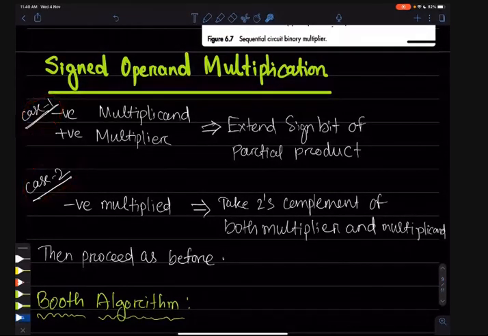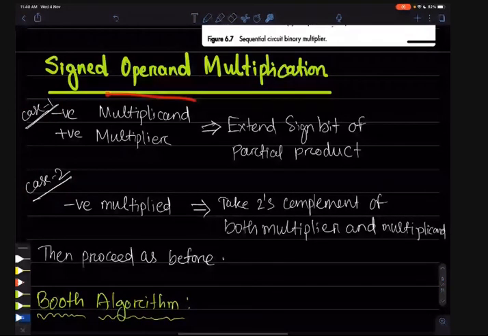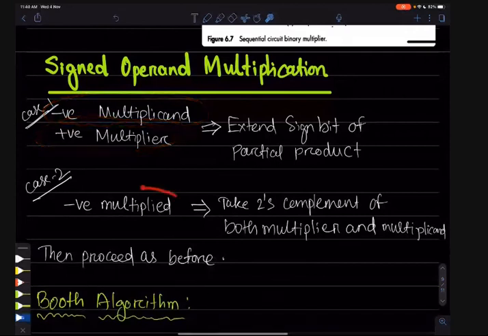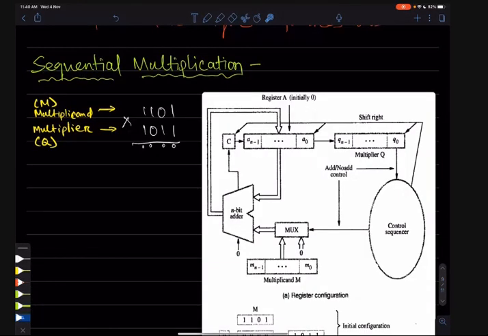Okay, one is negative multiplicand, positive multiplier, and sometimes the multiplier can be negative. So you know what is multiplier? Multiplier means the bottom one. The multiplier can be negative or positive, and the multiplicand can be negative or positive. So the main two cases are that the multiplier is positive or negative. That is the two cases.